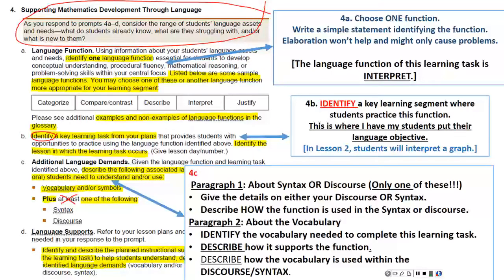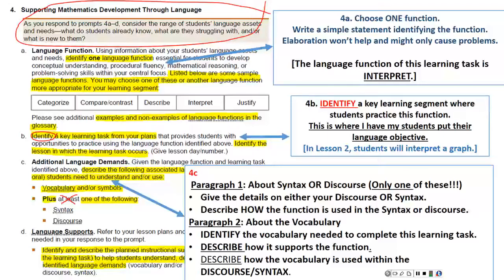I've already vetted it. Paragraph 1, about the syntax or discourse, only one of these. Give the details on either your discourse or syntax. Describe how the function is used in the syntax or discourse. Paragraph 2, about the vocabulary. Identify the vocabulary needed to complete the learning task. Describe how it supports the function. Describe how the vocabulary is used to support that.